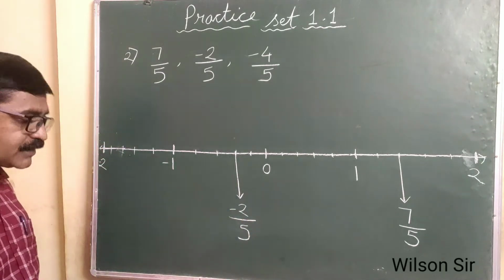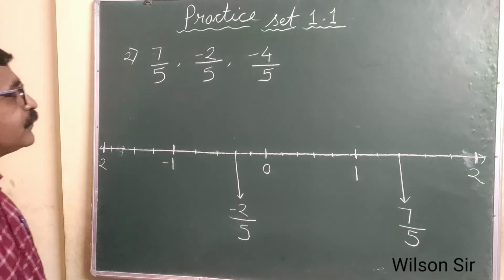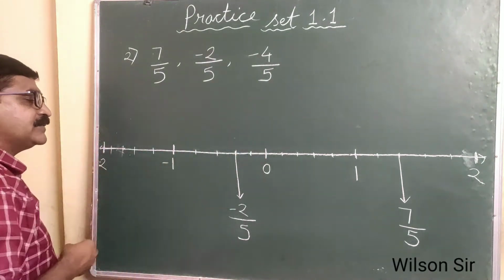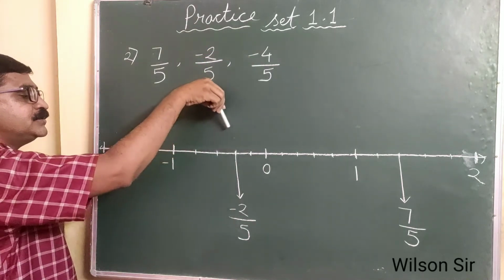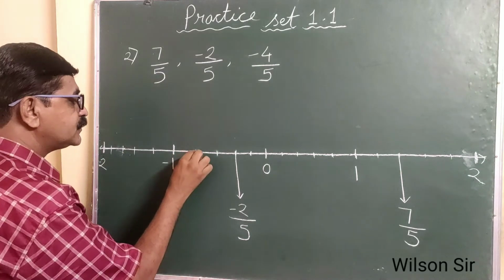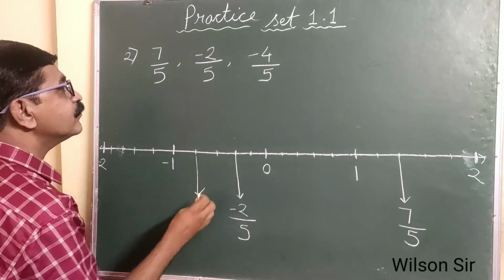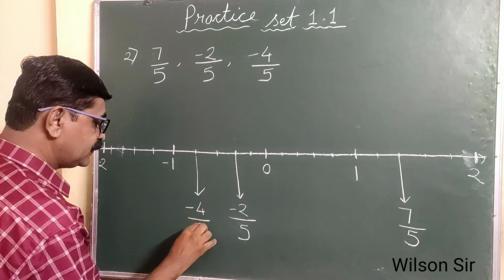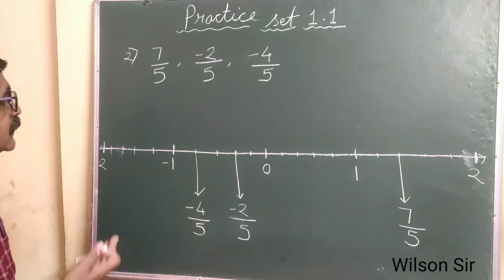Then second, what is second? Minus 4 upon 5. Third one is minus 4 upon 5. Minus 4 means again to the left hand side of the 0. 4. 1, 2, 3, and this is 4. So fourth you will get here minus 4 upon 5. So in this way you have to solve the number depending upon the denominator.